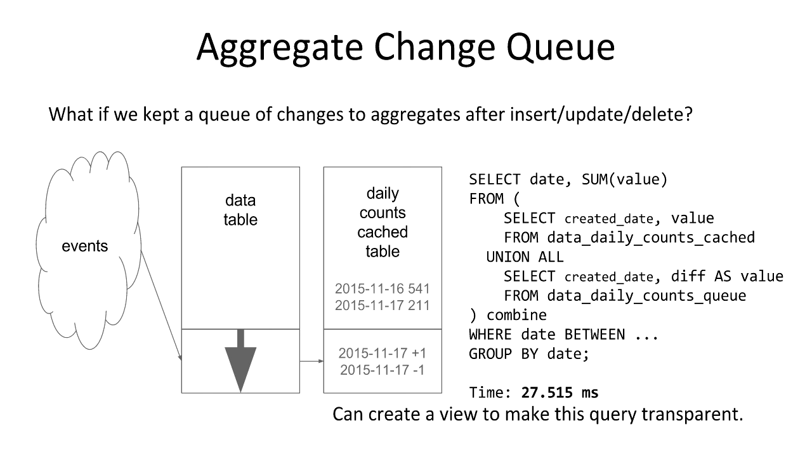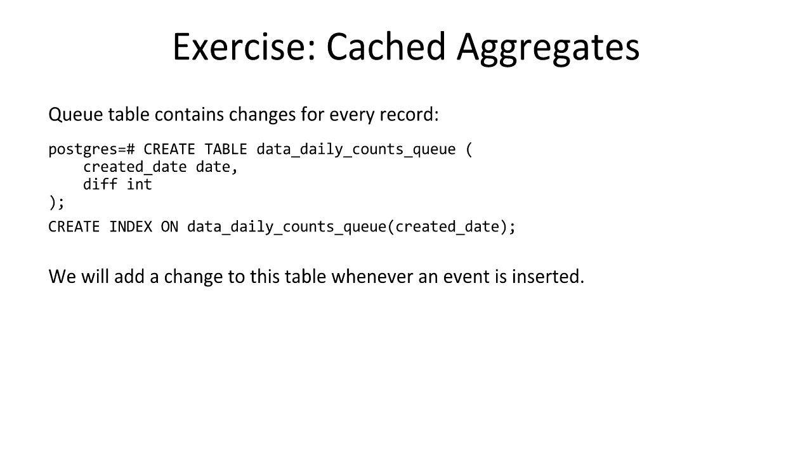But obviously, at some point, your queue is going to be too large. You have to do something to shrink the queue again and update the materialized value. Do you want to show that, or?